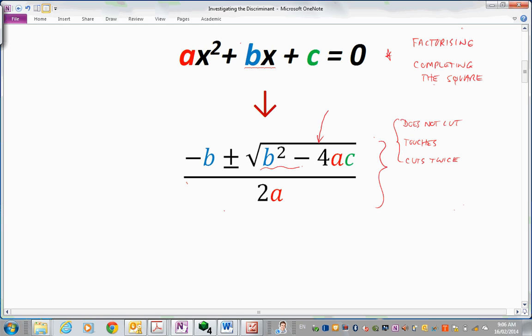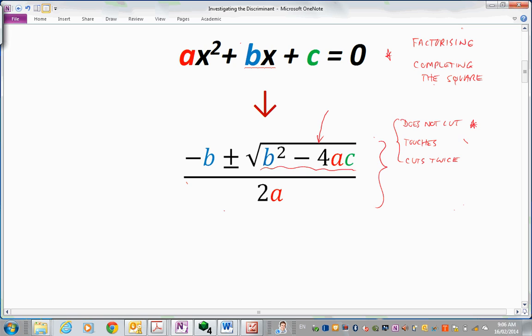When you have b squared take 4ac as a negative, you can't work out in the real number world the square root of a negative. So therefore, the Cartesian plane is a set of real numbers in x and y, and therefore there wouldn't be a solution. The square root of a negative, no real solution. That might be up here. If that b squared take 4ac turned out to be a negative, you wouldn't be able to find the square root of it. There'd be no solution. It would not cut the x-axis.